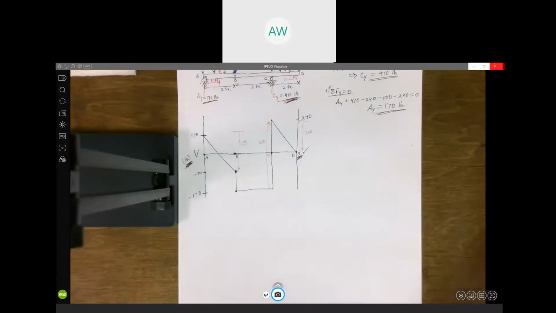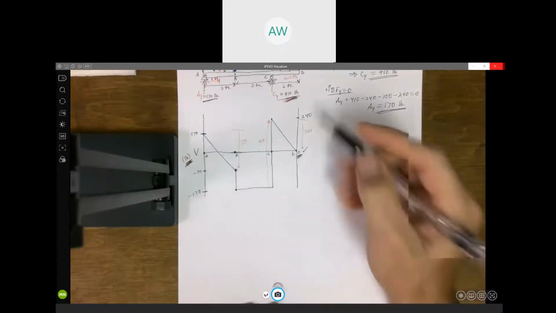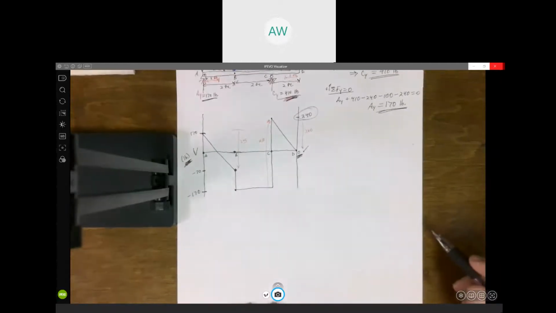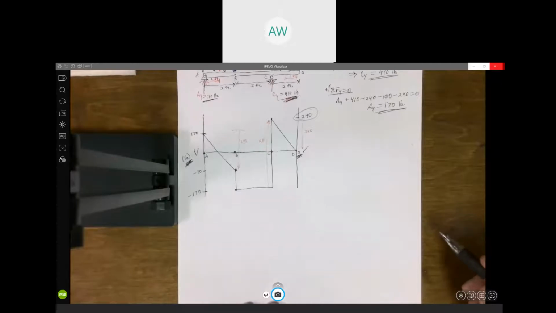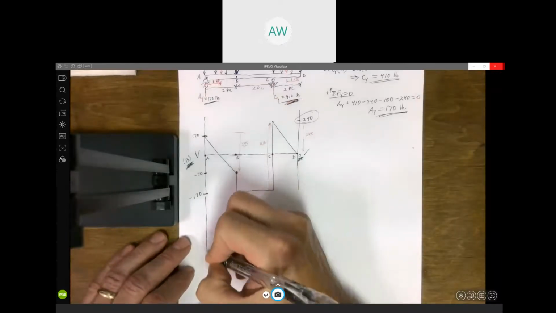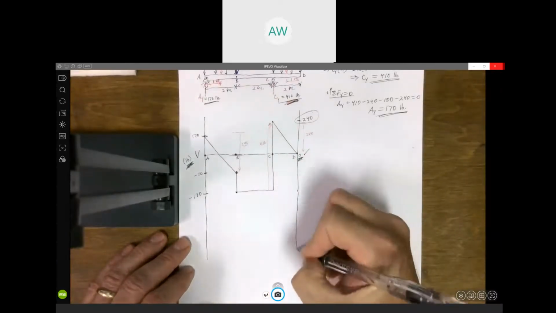If I want to get the maximum shear stress, then I want to use the maximum shear force, which, looking at this diagram, looks like that'd be our maximum, 240. So that's what's going to cause our maximum shear stress. Right? So now we continue.